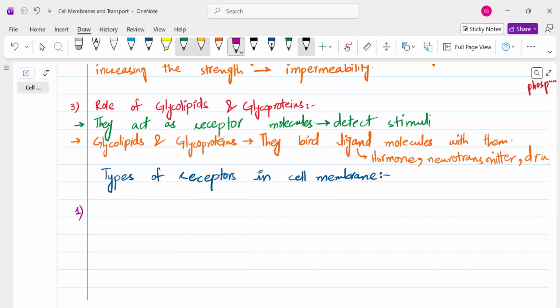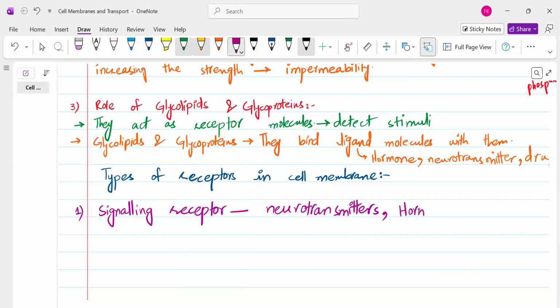The first one is the signaling receptor. We have discussed that they will provide signals for neurotransmitters and hormones. This is the first type.